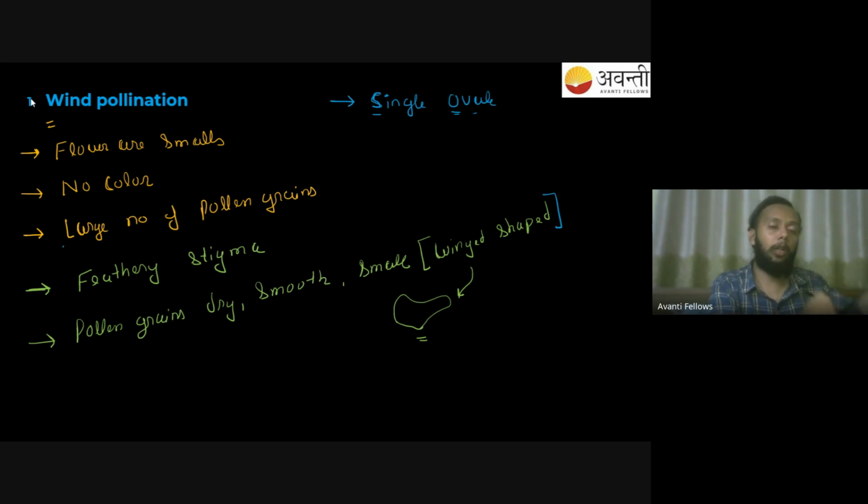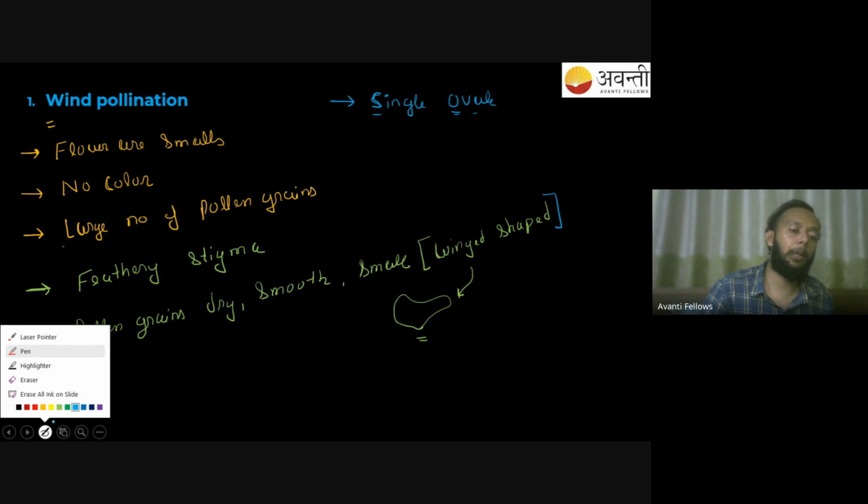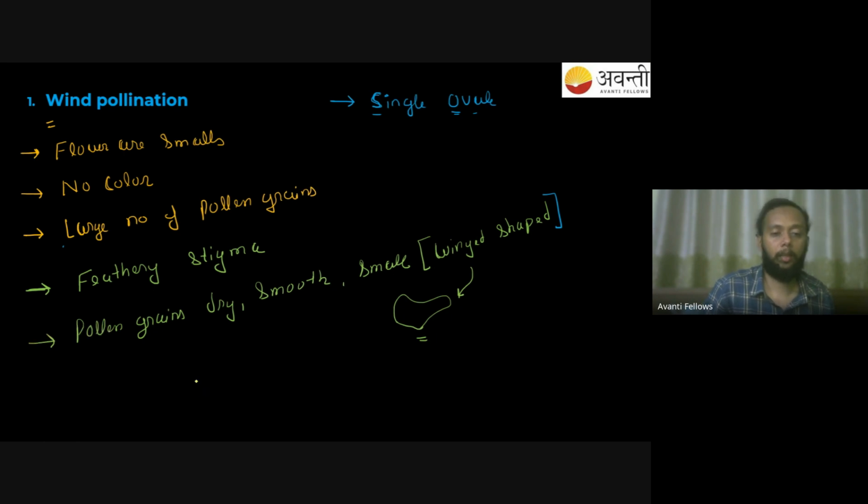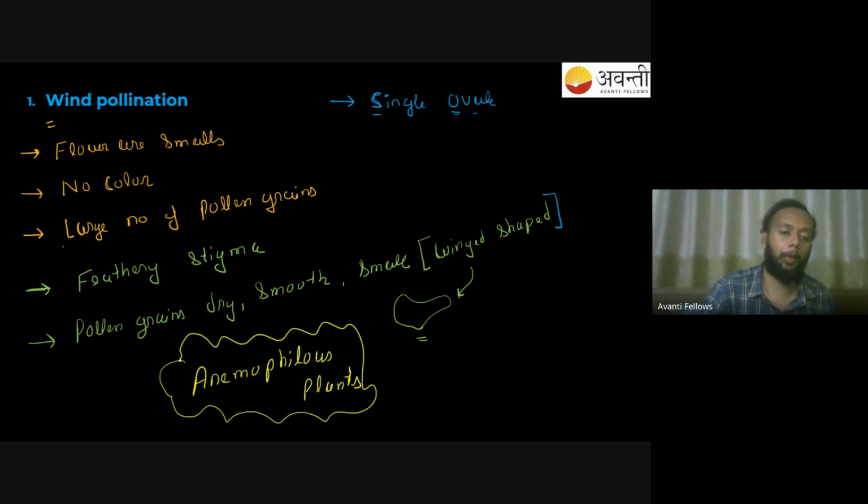And the flower or the plant which depend on wind for pollination are called anemophilous plants. So anemophilous plants are the ones which depend on wind for pollination. One of the examples is maize. Other example over here I can take is grasses. Grasses are a very good example. Grasses are also going to be one of the examples of anemophilous plants, right?